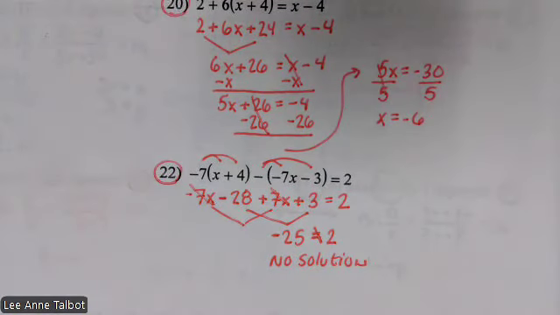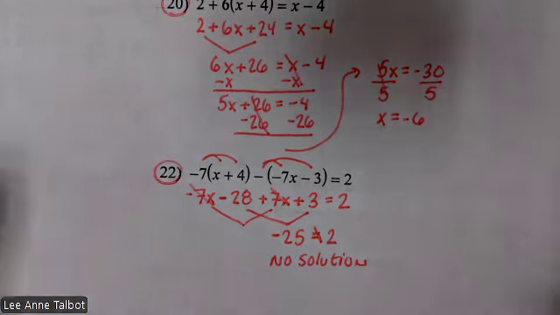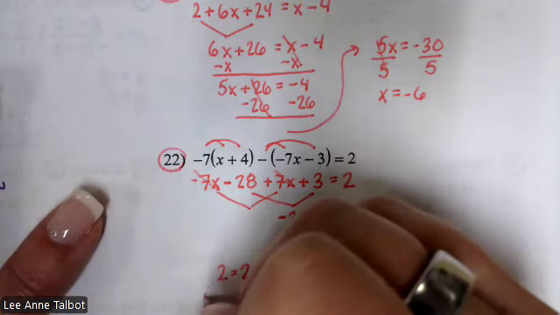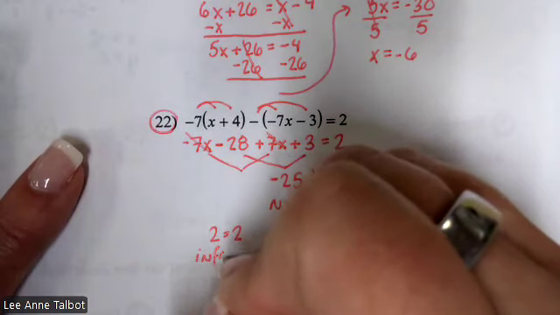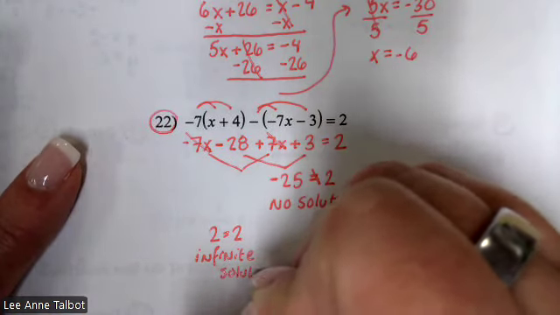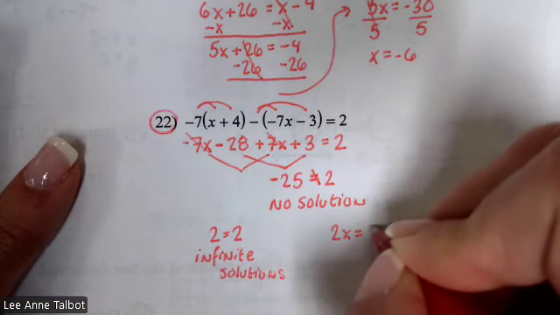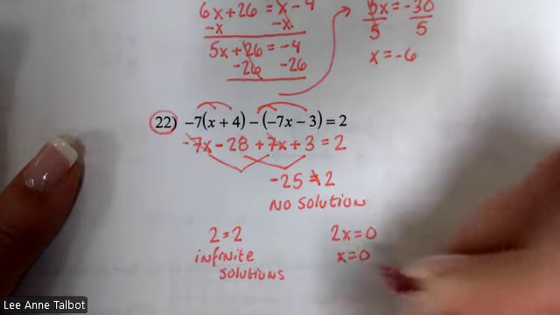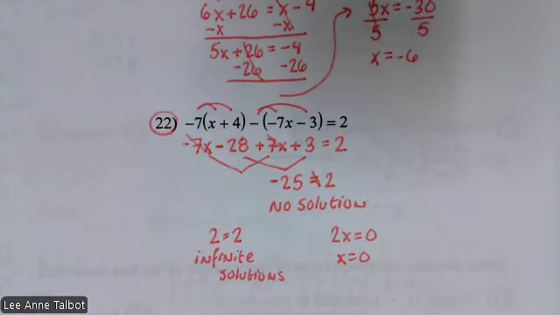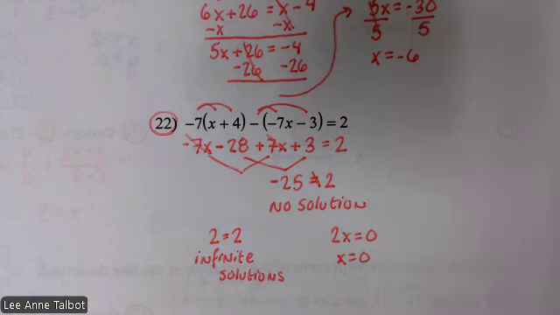Now let's say I got 2 equals 2. Let's just pretend I got 2 equals 2. What would I put? Infinite solutions, yeah. So you have kind of 3 different situations. If you have this would be infinite solutions. And if you have this, you have x equals 0. Those are kind of the 3 different weird possibilities. Just to remind you of those.